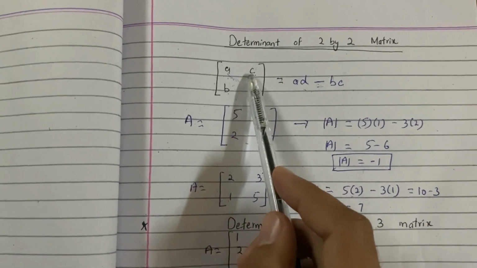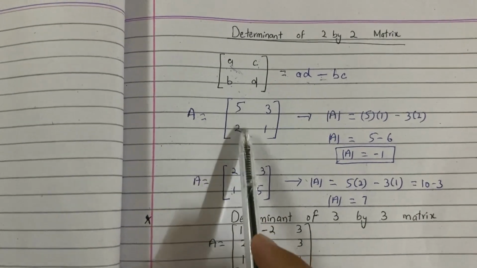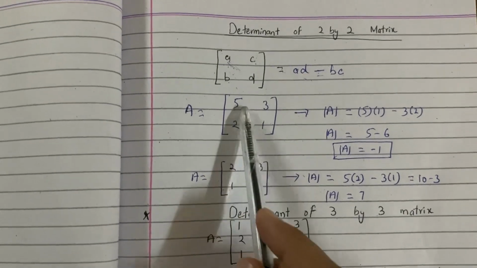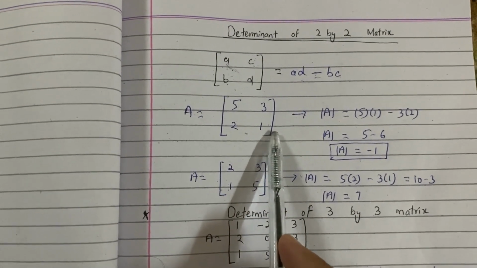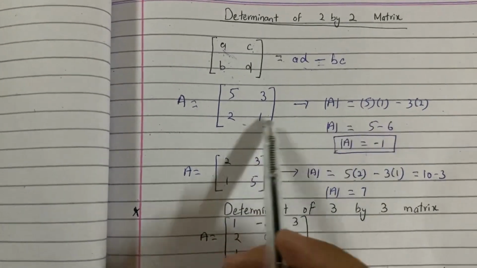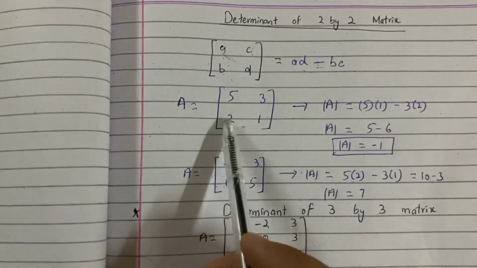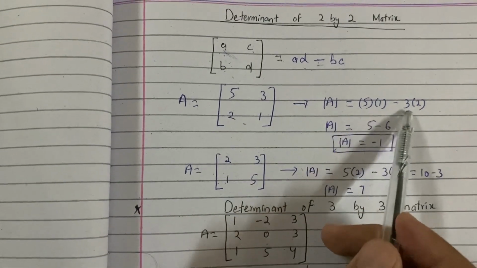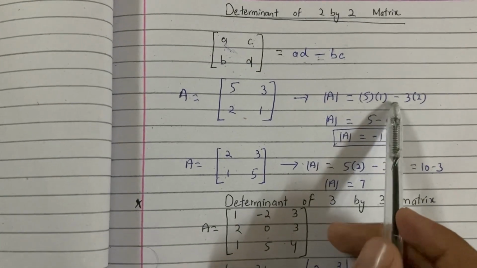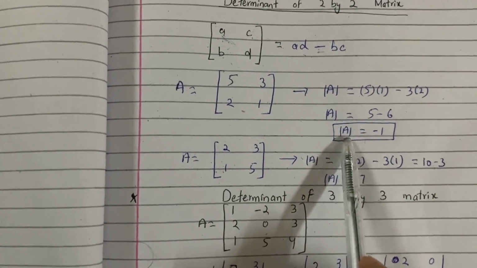So let's solve an example. So A is equal to 5, 2, 3 and 1, which is a 2 by 2 matrix because there are 2 rows and 2 columns. So the determinant of this matrix will be 5 into 1, because we have to take the product of this diagonal first. 5 into 1 minus, and then we have to take the product of 2 and 3, which is 3 into 2. So the determinant will be equal to 5 into 1 is 5, and the product of 3 and 2 is 6. 5 minus 6 is minus 1. So the determinant will be equal to minus 1.